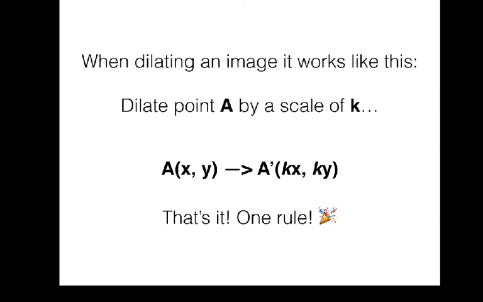And here it is, the bread and butter. If I were to dilate point A by a scale factor of K, then I would take the point (x, y), which is our A, and multiply both x and y by our scale factor. And that's it. One rule, #party horn.